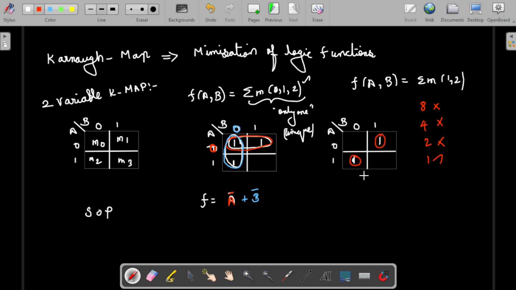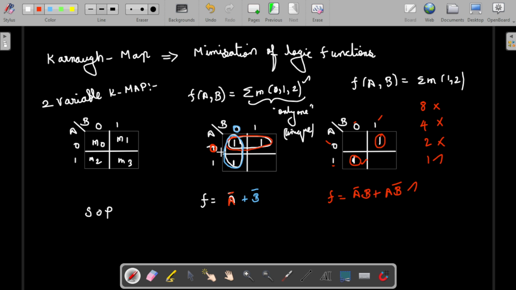So there are two groupings that we have to do. F is equal to, here I say only one. This is fixed and this is fixed, so we have to write A bar B, plus, for this grouping, this is also fixed and this is also fixed, which will be A B bar. So this is how we have to write the function.